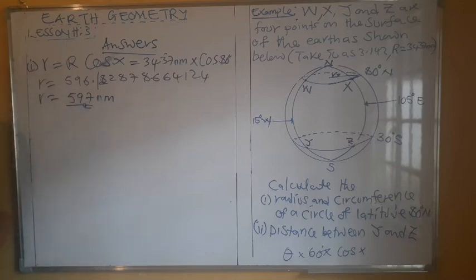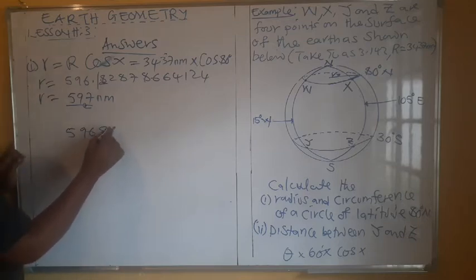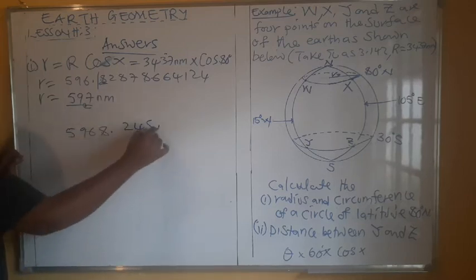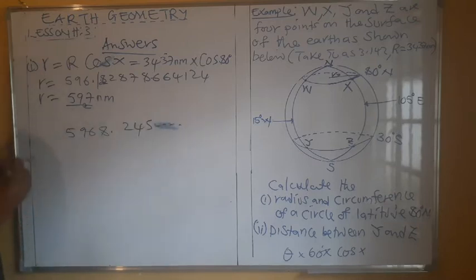Now take note. If we had 596, maybe suppose we had this in nautical miles. Of course, maybe here there could be some numbers. How do you round it off?